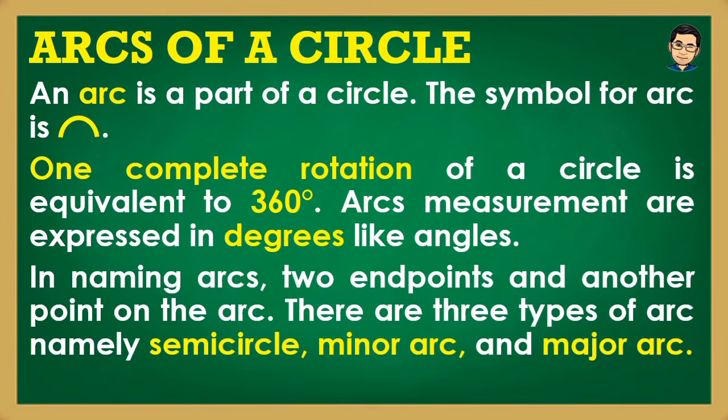In naming arcs, two endpoints and another point on the arc. There are three types of arc, namely semicircle, minor arc, and major arc. Sa pagpapangalan po ng arcs, maaring dalawang endpoints po ang gamitin, or pwede rin namang tatlo, kasi may mga points po na nasa pagitan ng dalawang endpoints. And then, tatlong uri po yung arcs, semicircle, minor arc, and major arc. I-discuss po natin yung mga types ng arc na yan isa-isa para mas maintindihan nyo.